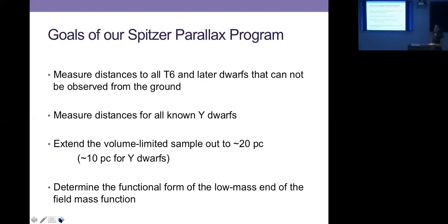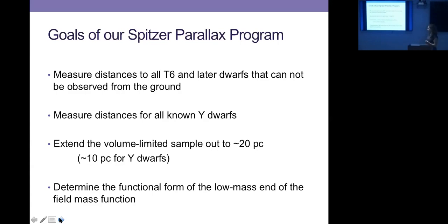So with that in mind, Davy Kirkpatrick and some of his collaborators, and I jumped on later, designed the Spitzer Parallax program. And the point of the program is to measure precise distances to all of the T6 dwarfs and later, so that they could complete the low mass end of the field mass function with a volume limited sample out to 20 parsecs. And included in that was distances for all known Y dwarfs, because even the ones that have been measured from the ground, we wanted to have a second observation of these.